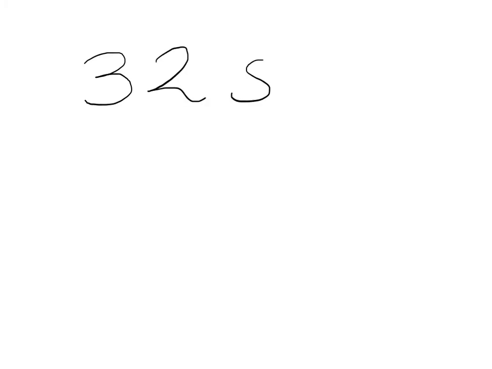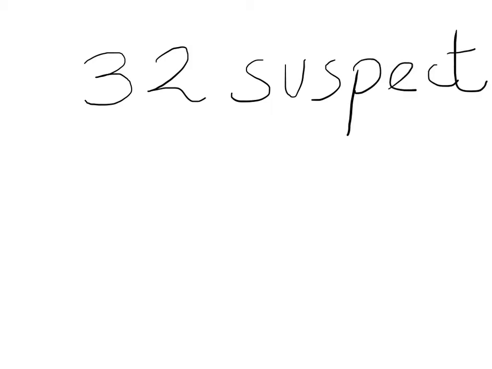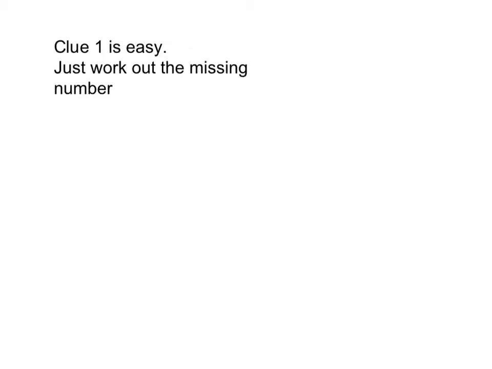Now, in this case, there are 32 suspects. Each clue that you solve gets rid of half the suspects. So if you solve the first clue, then 16 suspects will be remaining. And then it goes on. Half for each clue, you remove half of the suspects until you get down to the final 2. The trick to solving these clues, it isn't too hard.